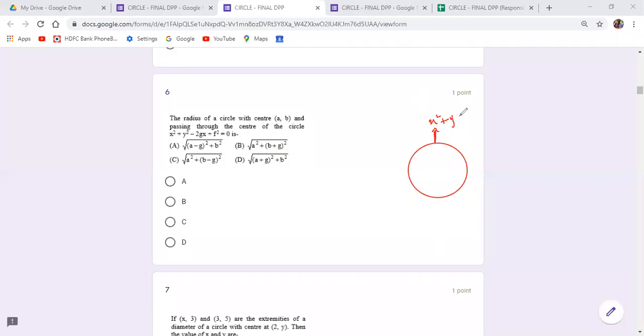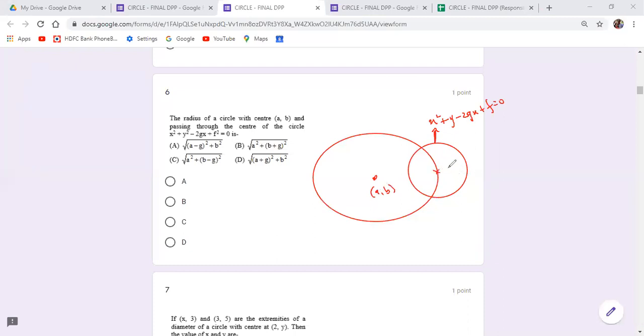Okay, x squared plus y squared minus 2gx plus f equal to 0. There is a point A comma B here. There is another circle which is having center at A comma B and passing through the center of the circle. Understood? That means the center here is A comma B, and it is passing through the center of the other circle.